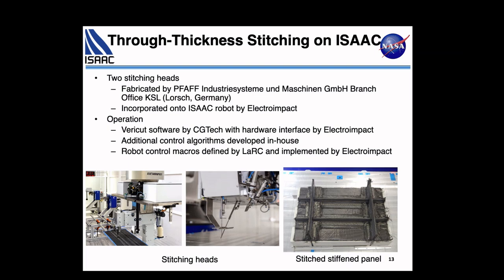The thread also has to be different because thread needs to go through this system, and to make that thread strong enough to be useful after the part is completed, we want to have something better than your typical cotton or nylon thread, and so we use something called Vectran these days.